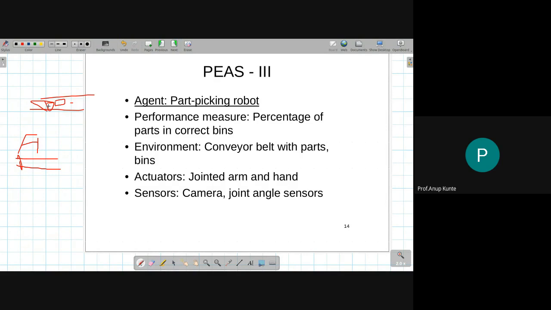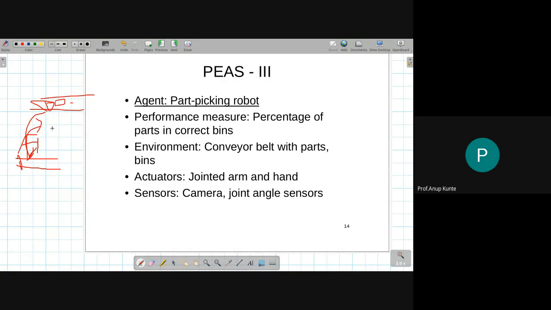This is a simple part picking example. So I need to pick a part from here and keep it here, right? Initially it will be this side, that will be 0 degree, and then I need to turn it to this side. So how many degrees of angle it should turn, and all those things, these are nothing but my sensors that will tell me that. The environment will be the conveyor belt with parts and bins. So we have to pick a part and place it from one place to another.